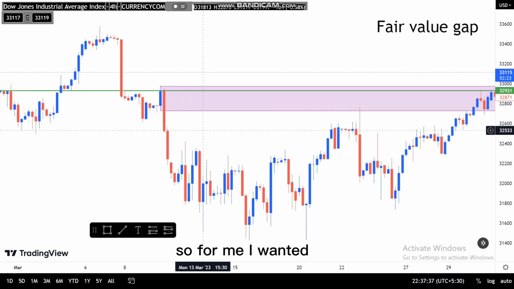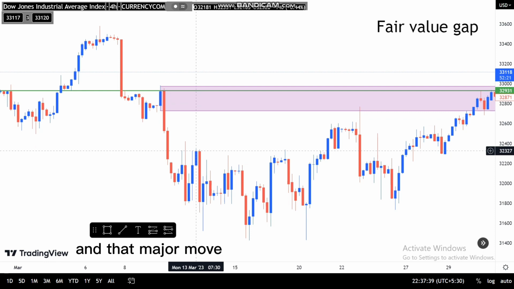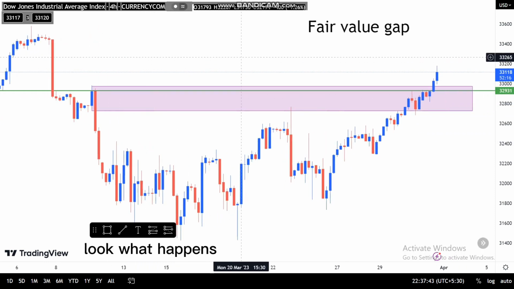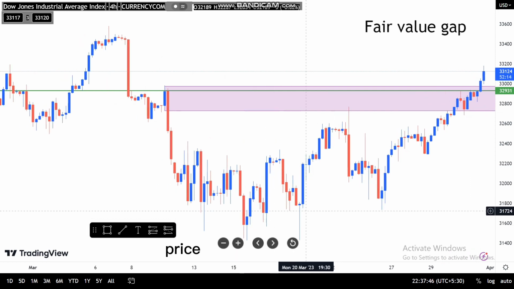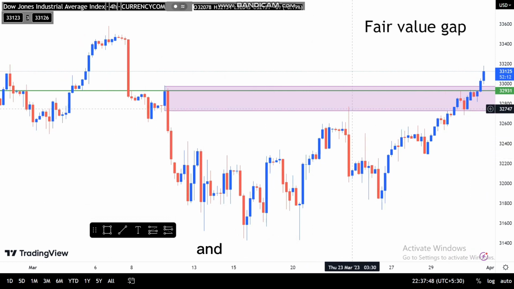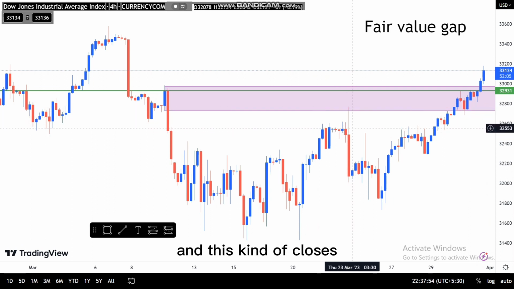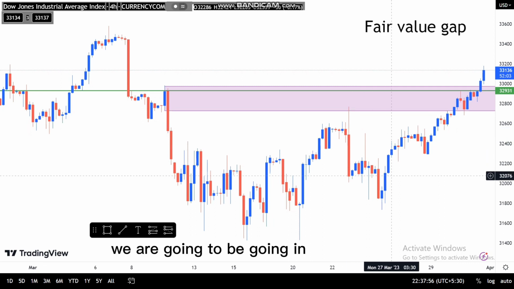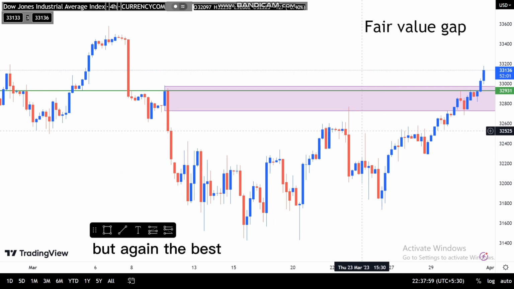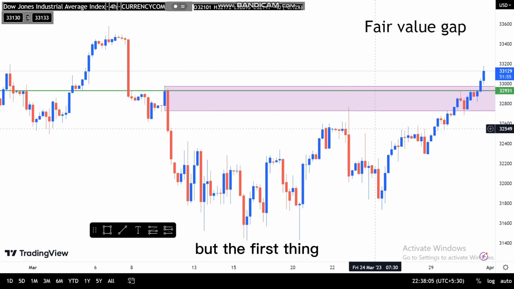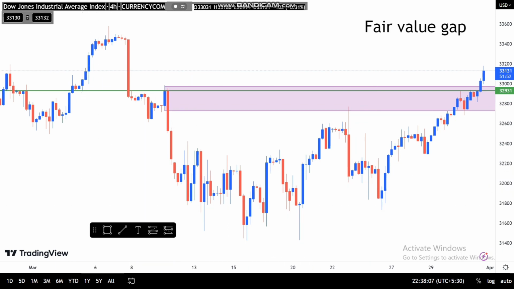So for me, I wanted really a major move, and that major move was based off my supply zone. As you can see, when I mark out my supply zone, look what happens when price comes back there. Price comes back up here, and then it drops. The moment, guys, when you see rejection, pulling down like this, and this candle closes, we are going to be going in for ourselves. But again, the best thing is to always take your trades on smaller time frames. So I'm going to be zooming into the smaller time frame and I'll show you how you would take that trade. But the first thing, how would we go in for our buys?